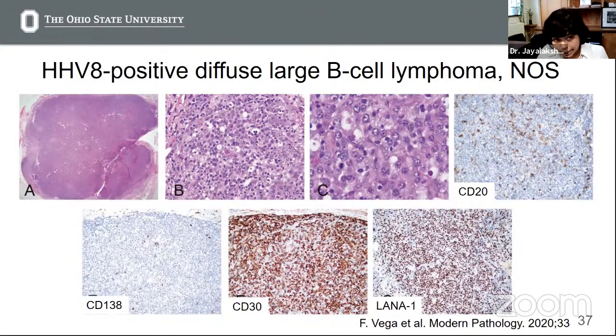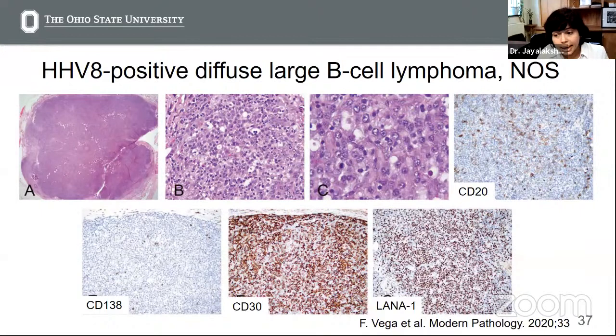Next, the last entity in this morphology subcategory is HHV8 positive diffuse large B-cell lymphoma, not otherwise specified. This commonly occurs in association with HHV8 positive multicentric Castleman disease, but similar cases have been reported without associated Castleman disease as well. The cells are large and plasmablastic, like you can see here in the high power, and they are usually negative for pan B cell markers and plasma cell markers. But CD20 can be variably positive. Most of these cases express at least some CD20.